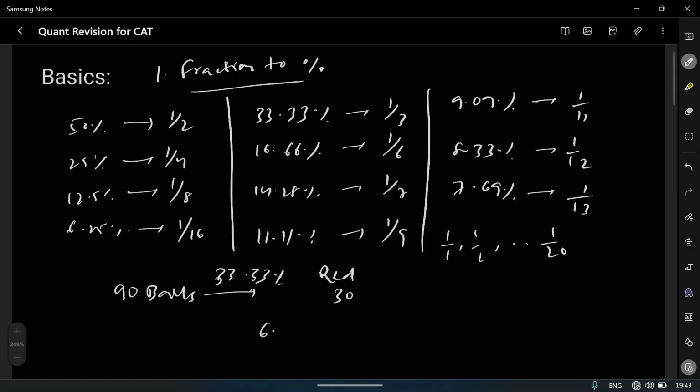So from the remaining 60 balls, if they are given that 16.66% is white, that implies whenever we are seeing this 16.66%, you have to remember 1 by 6, which is 1 by 6 of 60, which is 10 balls. So this is the use of fraction to percentage value.